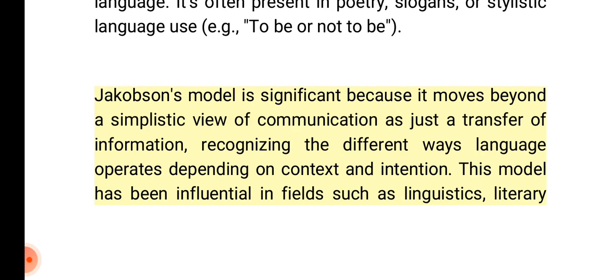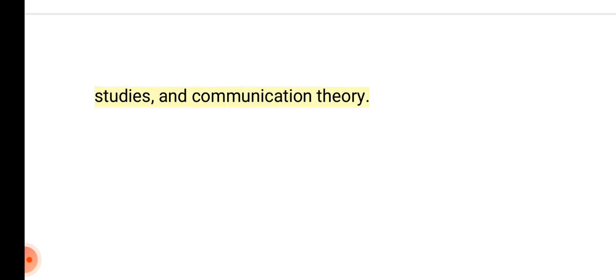Jakobson's model is significant because it moves beyond a simplistic view of communication as just a transfer of information, recognizing the different ways language operates depending on context and intention. This model has been influential in fields such as linguistics, literary studies, and communication theory.